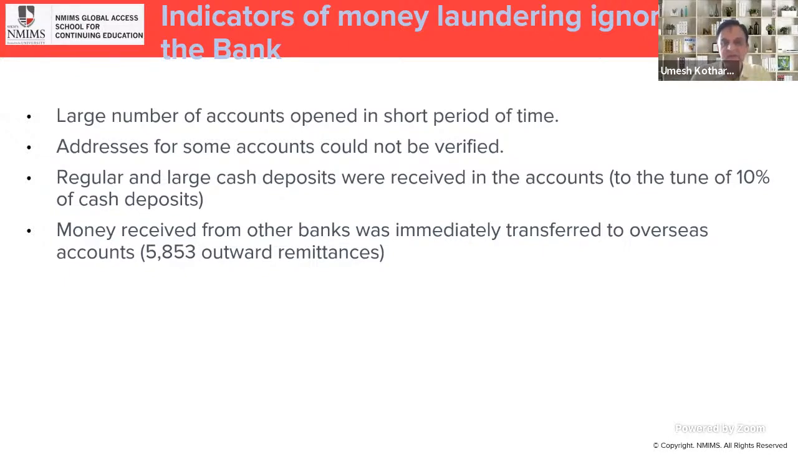Cash deposits received into the accounts and transfer of money immediately to other accounts with other banks. Okay, so outward remittances were also on the high. All of these, if you have a robust system, can get detected earlier, so you can prevent the loss from occurring and prevent the fraud from occurring, and therefore disrupting the working system and also the profitability of the organization.